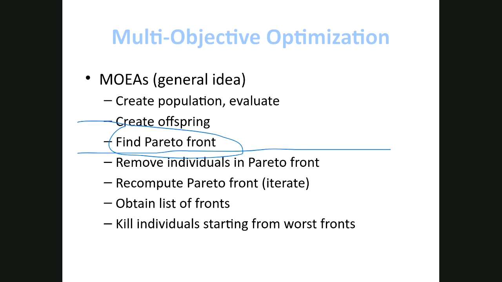First, we find the Pareto front. Then we put the points that we find in the Pareto front aside, so those solutions we keep to the side. Then we recompute the Pareto front, and we remove the second Pareto front, and then we keep going. And by doing that, we obtain a list of Pareto fronts of less and less quality. Basically, the quality is getting down at each iteration. And when we need to remove some individuals from the population, we can start from the worst fronts, right? From the ones that are clearly dominated by a lot of other fronts.